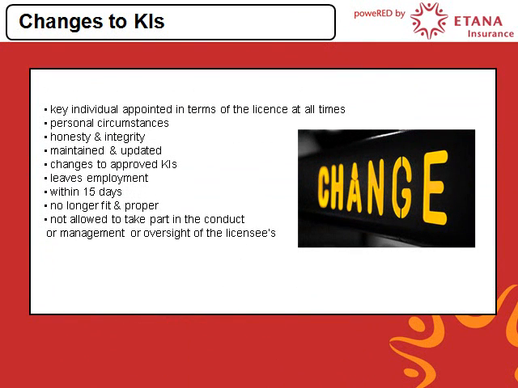Condition 2 relates to reporting changes relating to key individuals. This condition requires that there must be a key individual appointed in terms of a license at all times, and that the key individual's details and changes in personal circumstances of key individuals that affect his honesty and integrity are maintained and updated. The FSP must inform the registrar if and when there are changes to the approved key individual's positions.